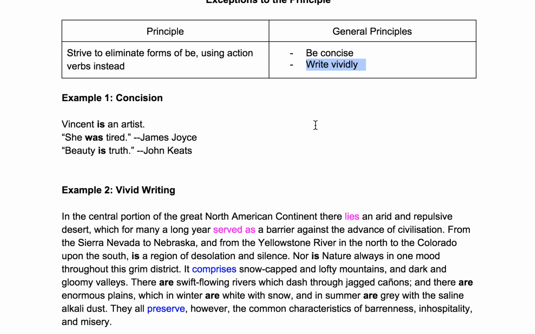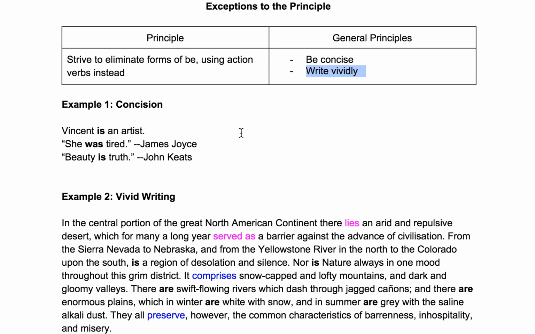So let's take a look at the way the rules about be, or the use of be, applies to the example of be concise. So in this first example, concision, we have this sentence here. Vincent is an artist. Now, there's no other shorter way to express that idea, to say that Vincent is an artist. There's no other verb you can use to make that point. And so this is the best way to express that thought. So here the use of be is entirely appropriate. Or let's take a look at this one. She was tired, by James Joyce.